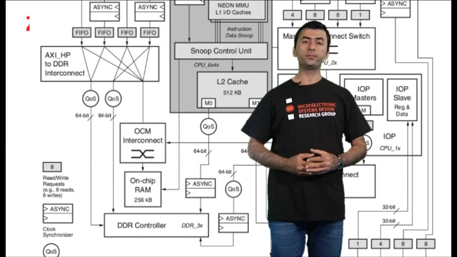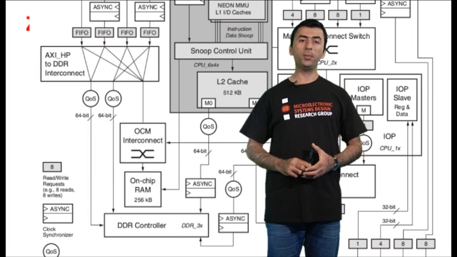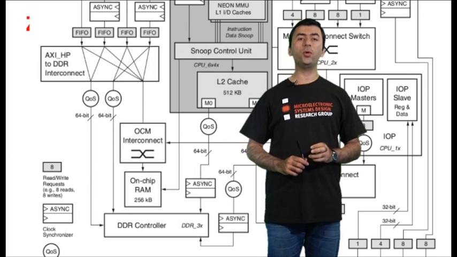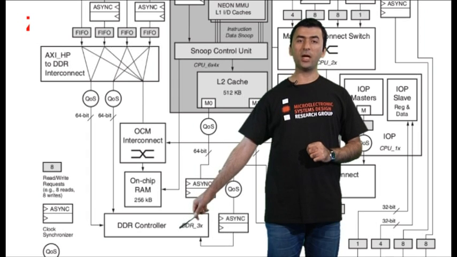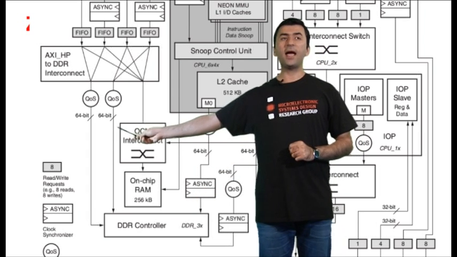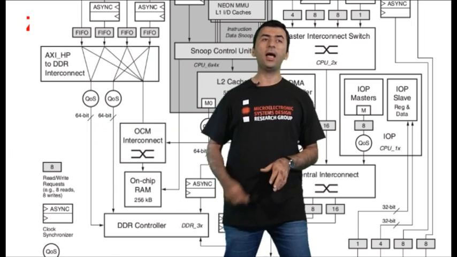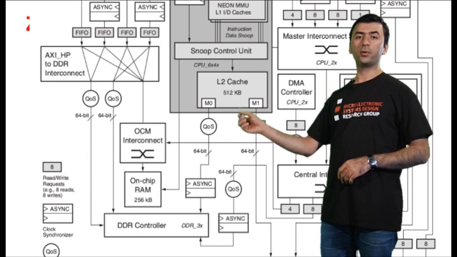So, the AXI masters that we implement on the PL and connect to each of the HP0 to HP3 ports can share the data with the CPU over the DRAM memory. They will access the data through these two ports, and the CPU is able to access the data through this port.